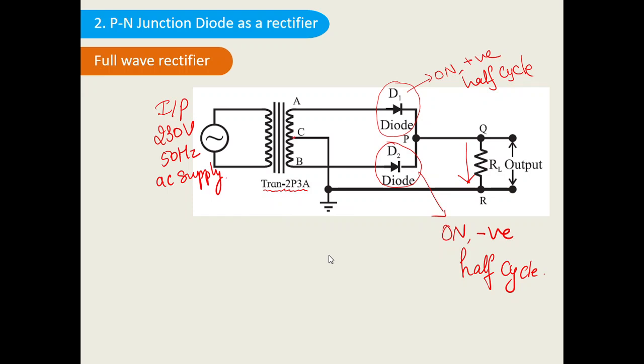I request you all to please draw the circuit diagram of this full wave rectifier so that you will be familiar with it. Practice the circuit diagram of the half wave rectifier and full wave rectifier. You have to draw this in the examination, and these are the most favorable questions. Half wave and full wave rectifiers can be asked in the examination. So these are the important topics: half wave rectifier and full wave rectifier.